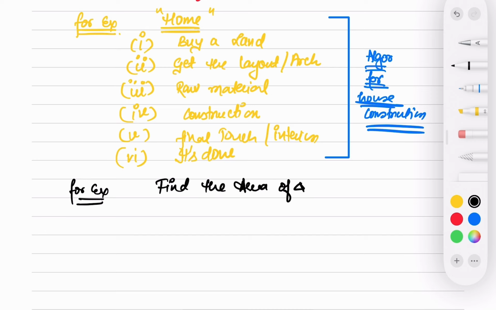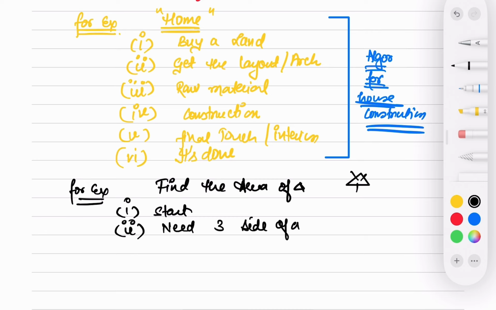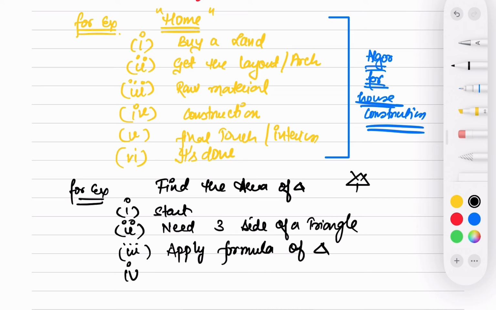Now to find the area of a triangle, what will you start with? What will you need? You will start the algorithm. Then what are you going to do? You need the three sides of a triangle: one side, second side, and third side. After that, what are you going to need? You should know the formula of a triangle. Apply the formula of a triangle, and the fourth point is get the area.